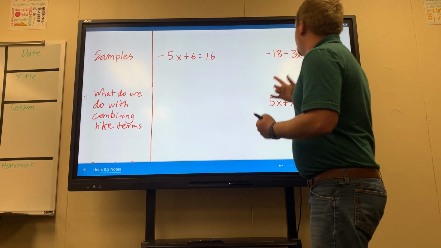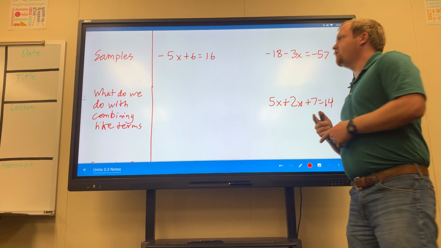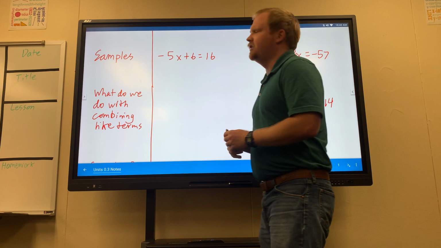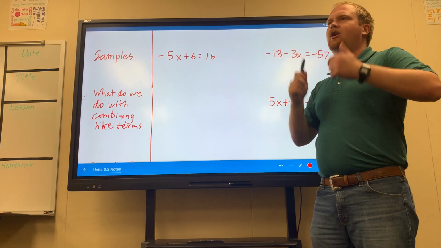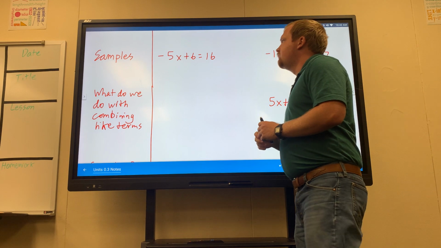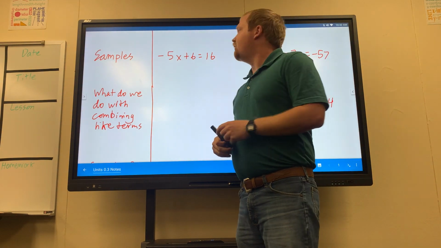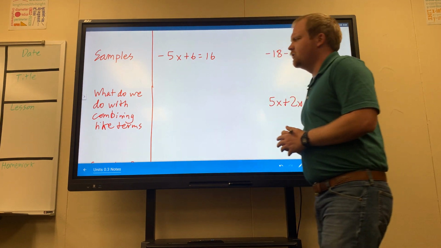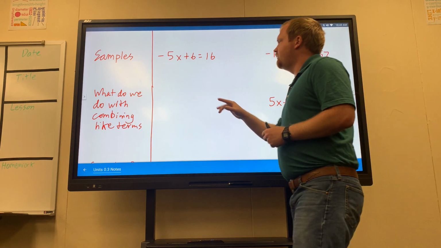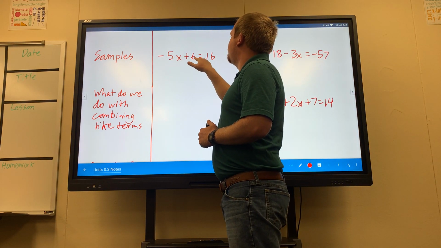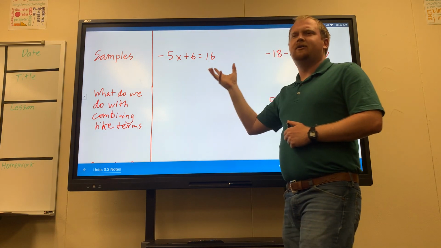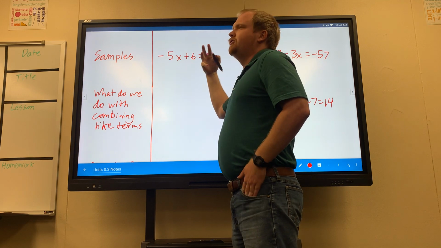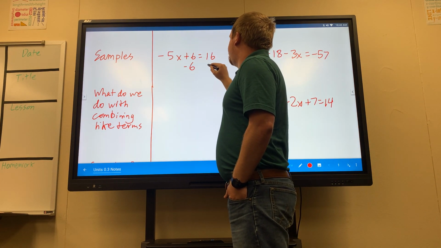Now, here's an example. So let's look at this first example real quick. Negative 5x plus 6 equals 16. I gotta be able to solve this, but I can solve this in 2 simple steps. But remember, the main goal in all this is to get this variable x by itself. So the first thing I gotta do is notice that it's negative 5x plus 6. Think about what the inverse of addition is. Subtraction. So remember, I want to subtract 6 from both sides.